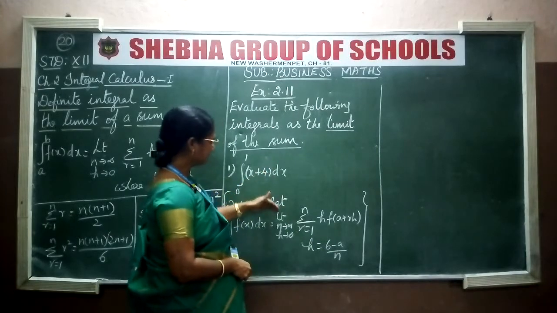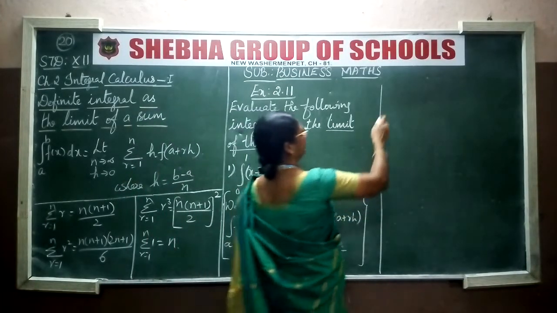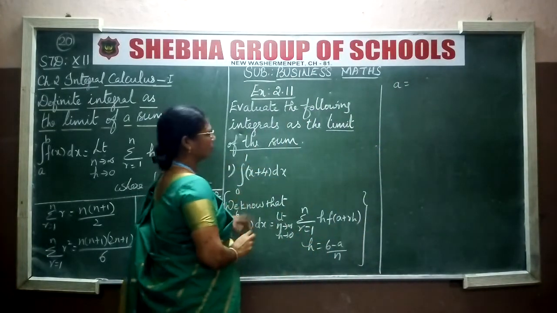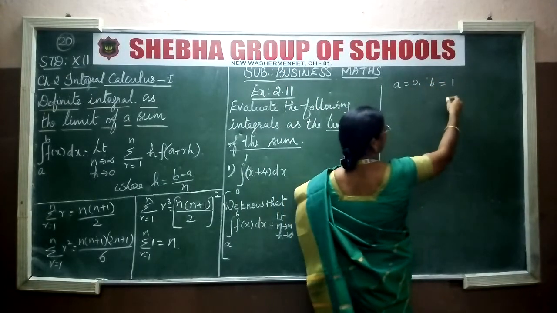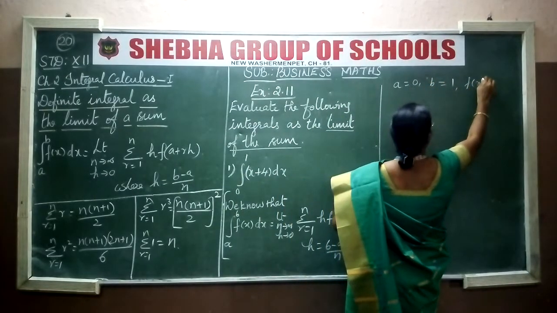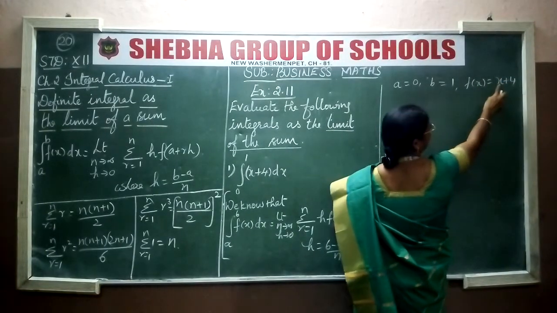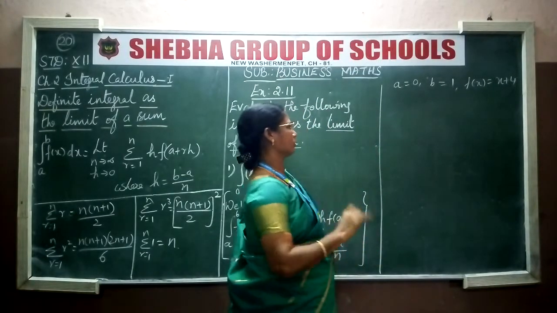Now comparing this with the given integral, what is a here? A is the lower limit, that is 0. B is the upper limit, 1. And f of x is x plus 4. First write x and then add 4.